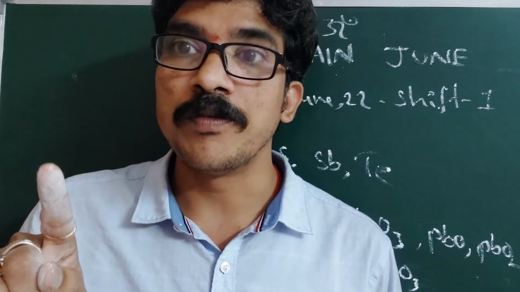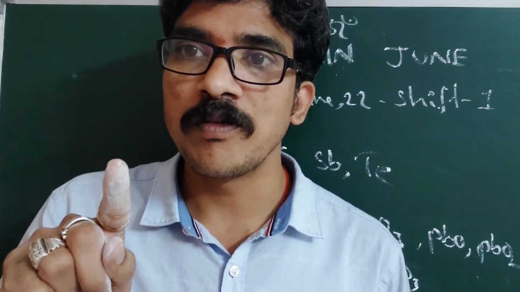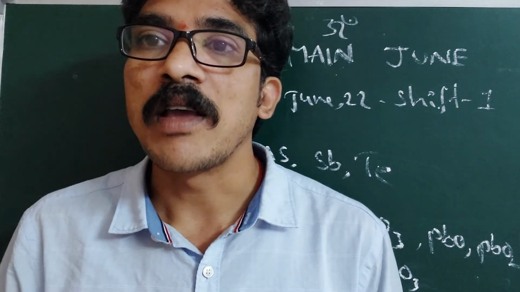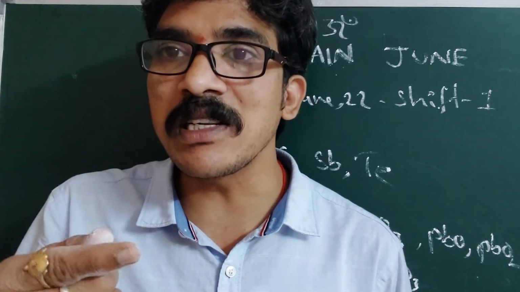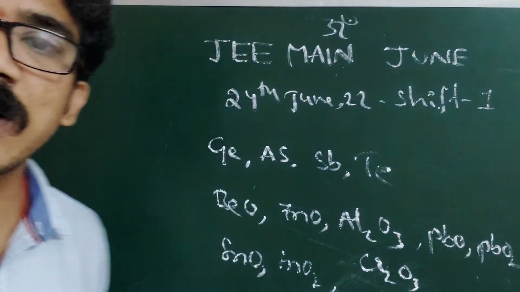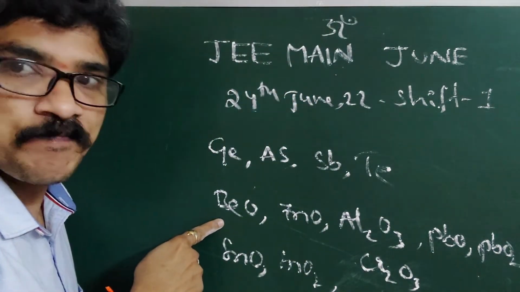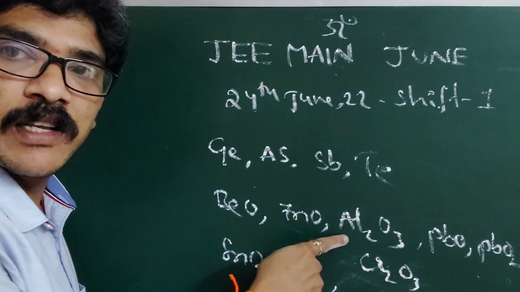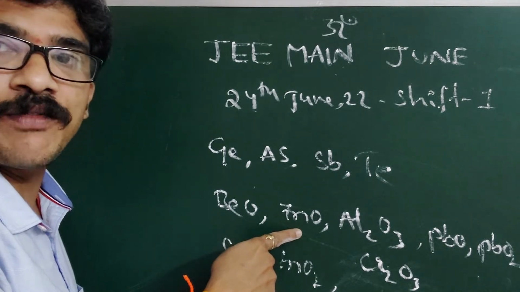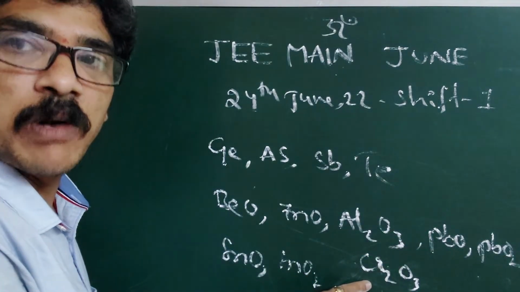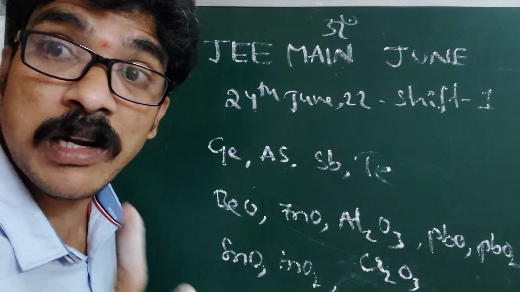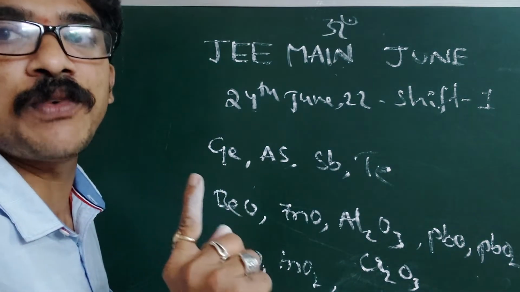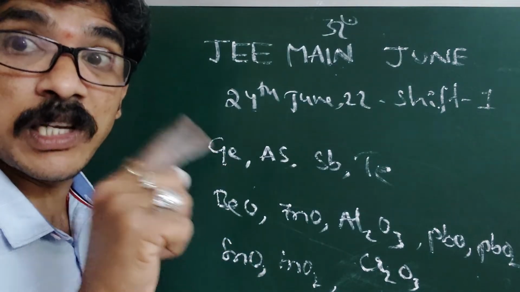Even though some elements are metals, their oxides have amphoteric nature, that means having both basic and acidic nature. Beryllium is a metal, but its oxide is amphoteric. Aluminum, zinc, chromium are metals, but their oxides are amphoteric. But not all chromium oxides: Cr2O3 is the only amphoteric oxide, whereas CrO3 is an acidic oxide.